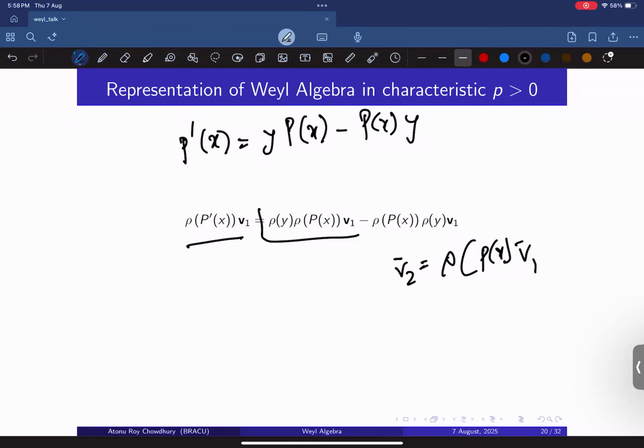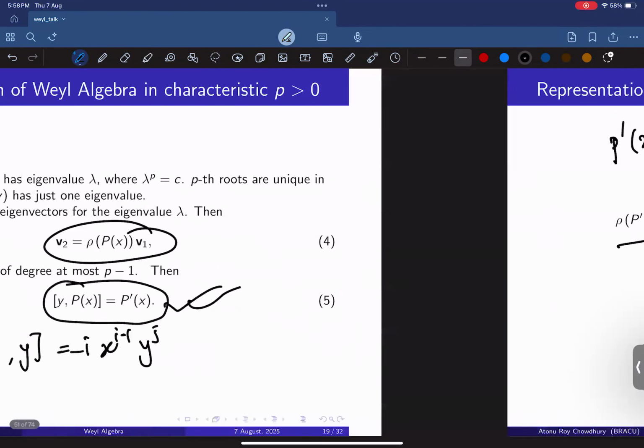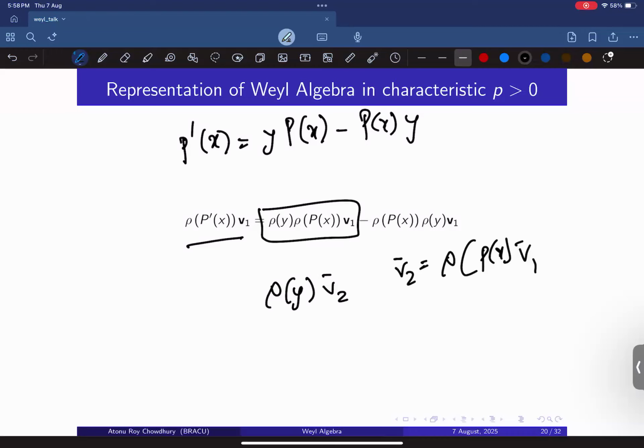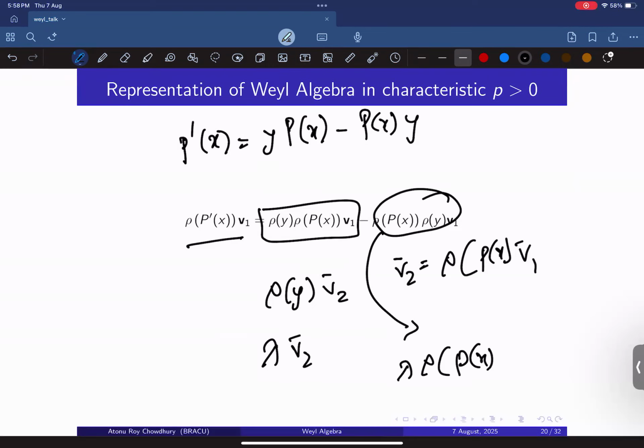So this is rho of y, v2, all right? Because that follows from this. And v2 is also an eigenvector, so this is lambda v2. And from this, v1 was also an eigenvector, so we get lambda rho p of x v1, because v1 is also an eigenvector with eigenvalue lambda. And this is nothing but lambda v2. So this quantity is 0.